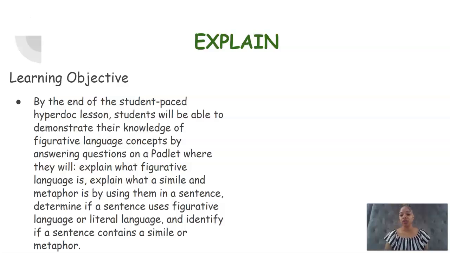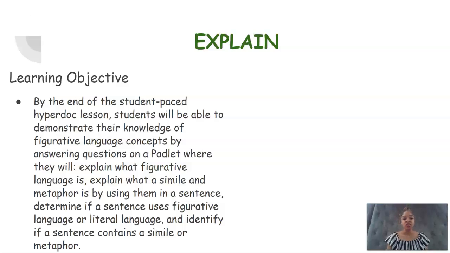Alright, and so now that you've all explored the concepts of figurative language, simile, and metaphor, I want to go ahead and go into detail about those concepts so that you guys can understand exactly what they are. And so I want to go ahead and go over the learning objective for this lesson.